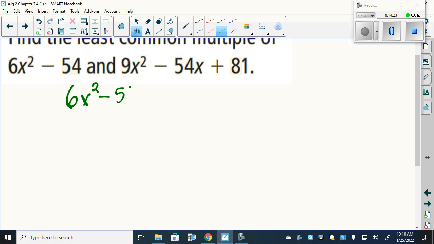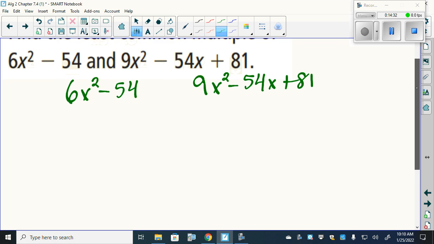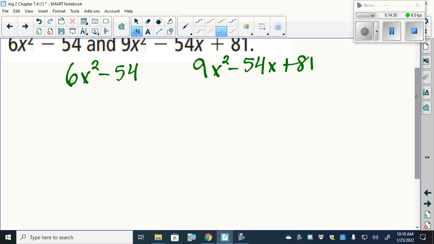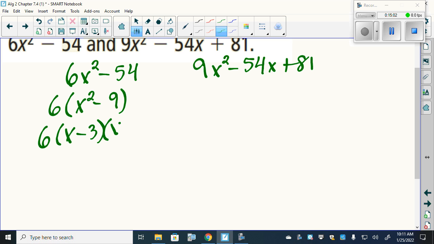6x squared minus 54 and 9x squared minus 54x plus 81. Well, we can look at the 6x squared minus 54 first. Is there a greatest common factor? 6. Which would leave us with x squared minus 9. Yes, which would be x minus 3 times x plus 3.